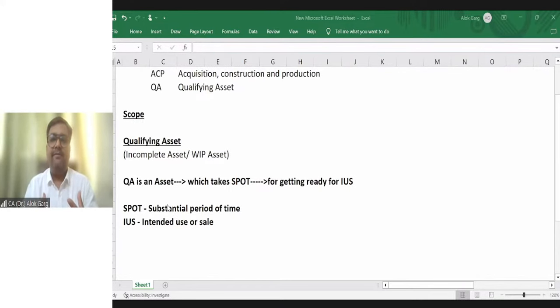But if you have purchased a house and you are just getting your furniture constructed in your house, like your TV unit, your cupboards, false ceiling, in that case it is not going to be capitalized. It is not considered as a qualifying asset, right?